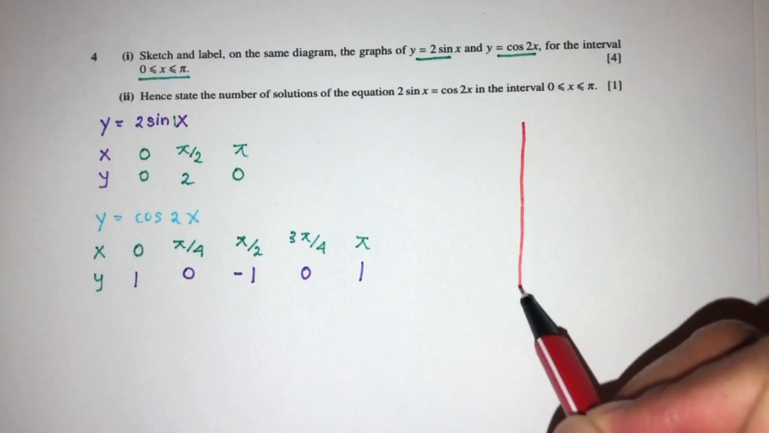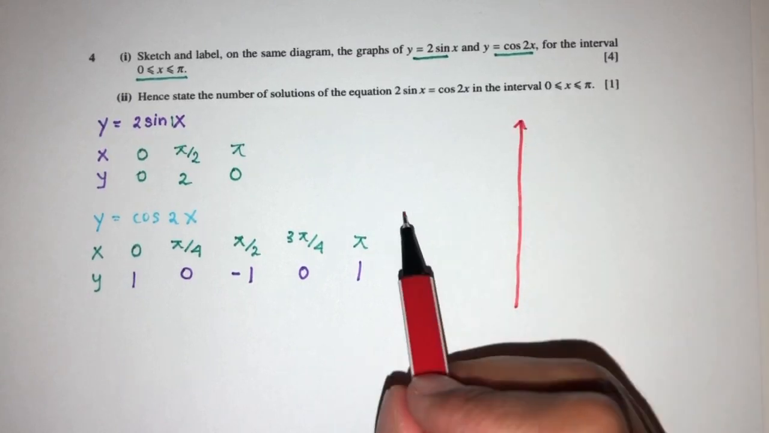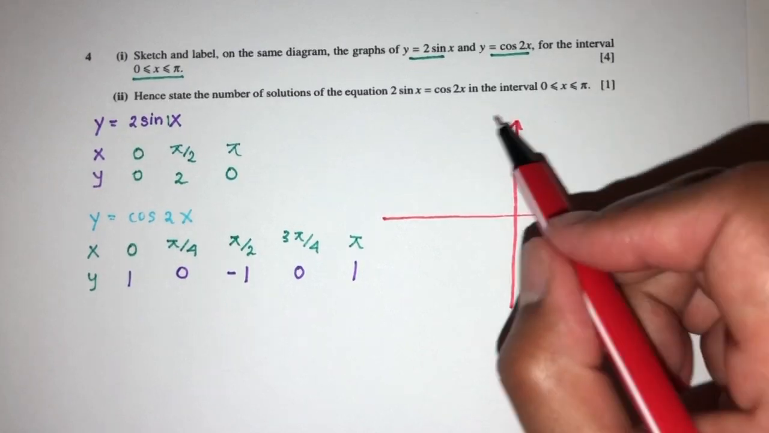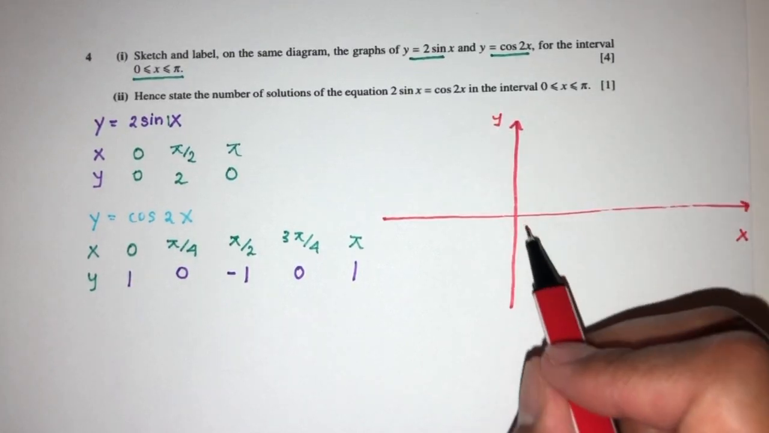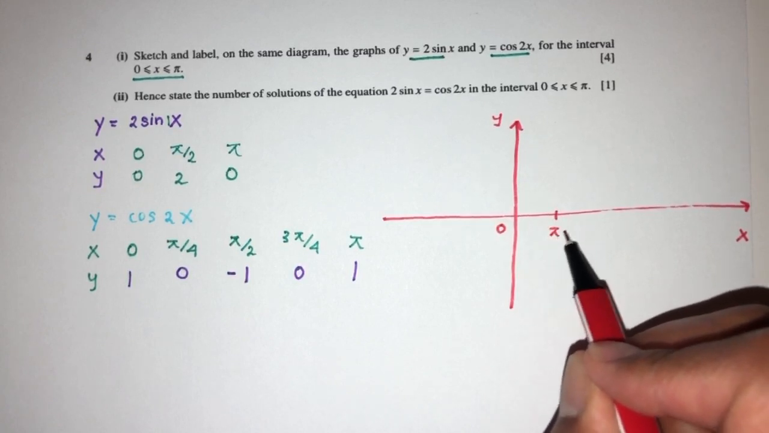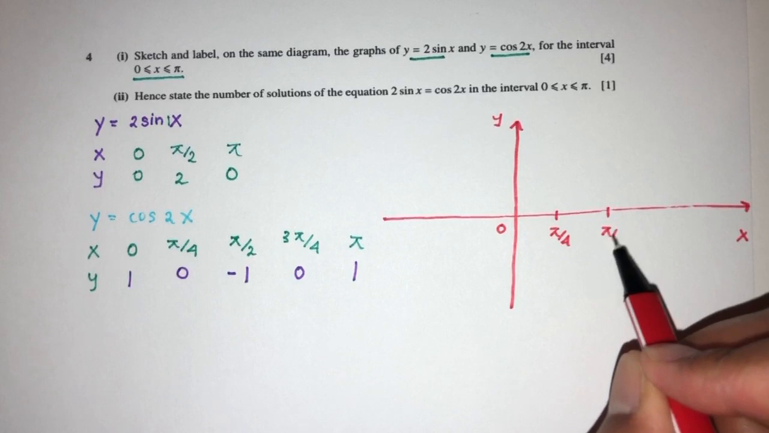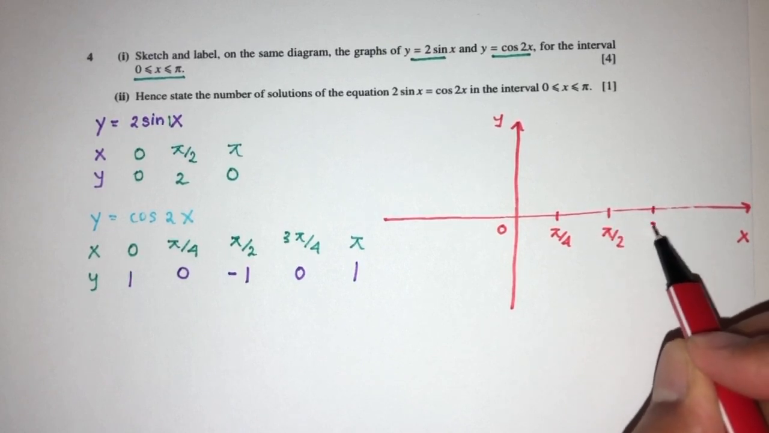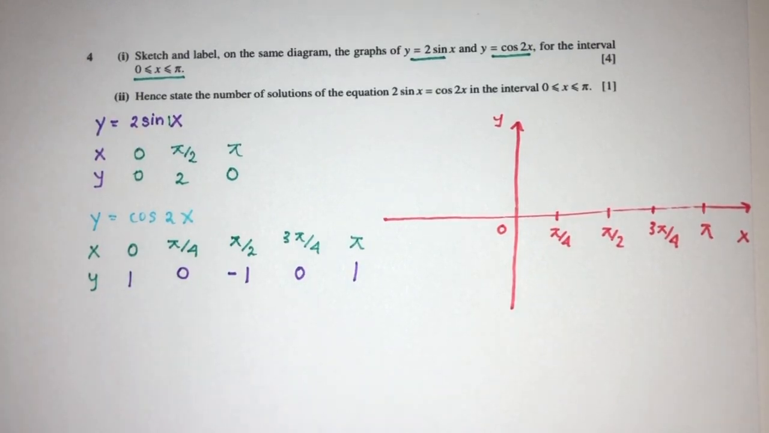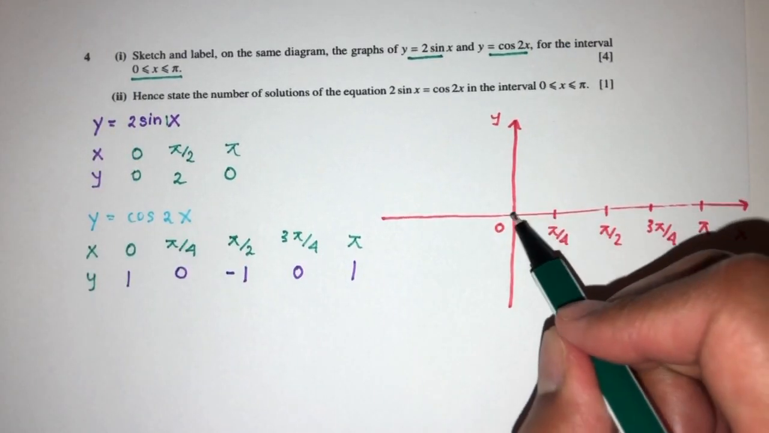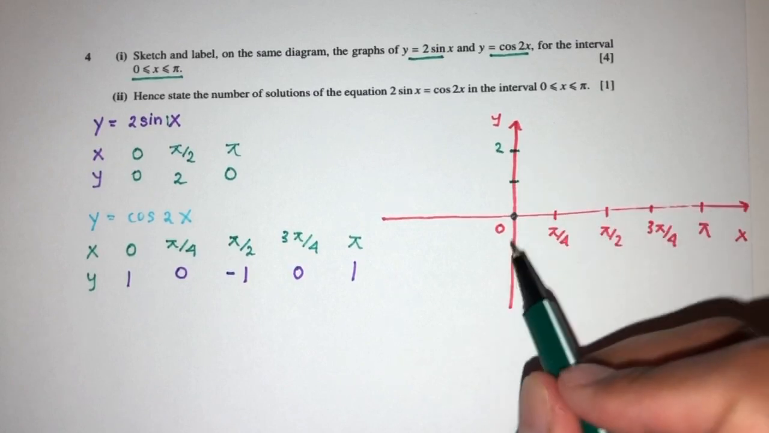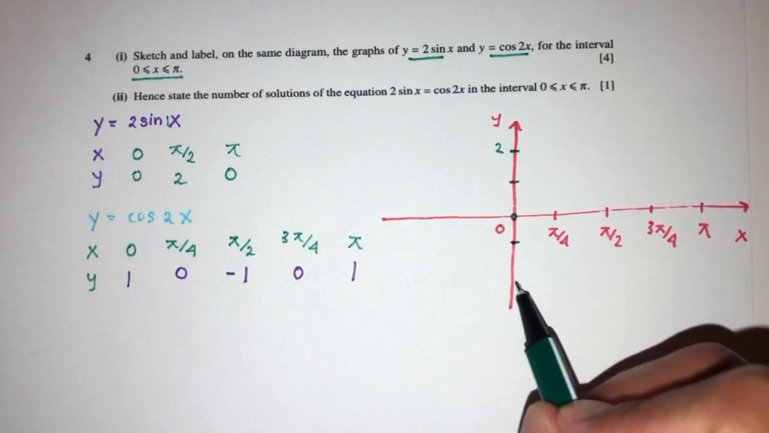This is the y-axis. Of course, you will be using a ruler. So you have this over here, right? Here we have y. Here we have the values of x. So here I have 0. Let's say here we have pi by 4, pi by 2, 3 pi by 4, and finally pi. Now for the first one here, I will have 0. Let's say my value of 1 is here, value of 2 is here, minus 1 is here, minus 2 is here.